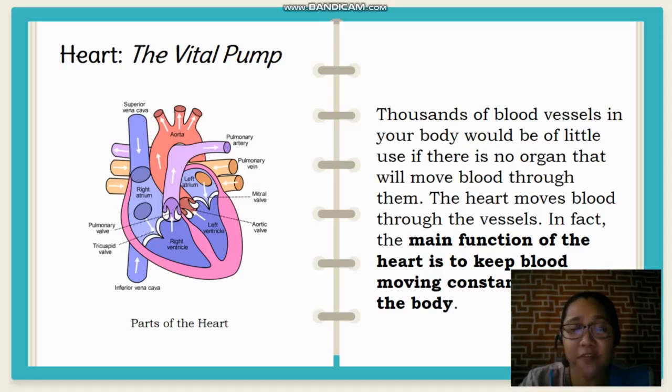In fact, the main function of the heart is to keep blood moving constantly in our body. Without the heart, the blood will not flow into the different parts of our body, which means oxygen will not reach those vital organs. That will be a problem. If our brain does not receive enough oxygen, it would lead to stroke. If our legs do not have enough oxygen, they will feel numb, as well as our arms and other body parts. Our body will not function properly.